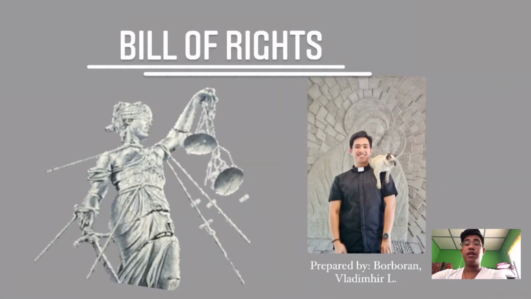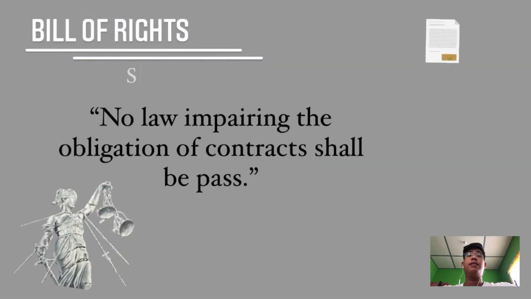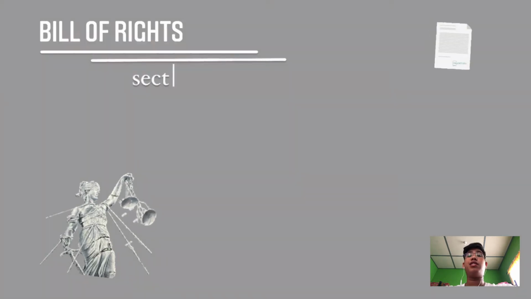Good afternoon, everyone. We will now talk about Section 10 of the Bill of Rights. Section 10 states that no law impairing the obligation of contracts shall be passed. To deepen our knowledge of Section 10, why don't we dissect the terms that were used in the sentence?